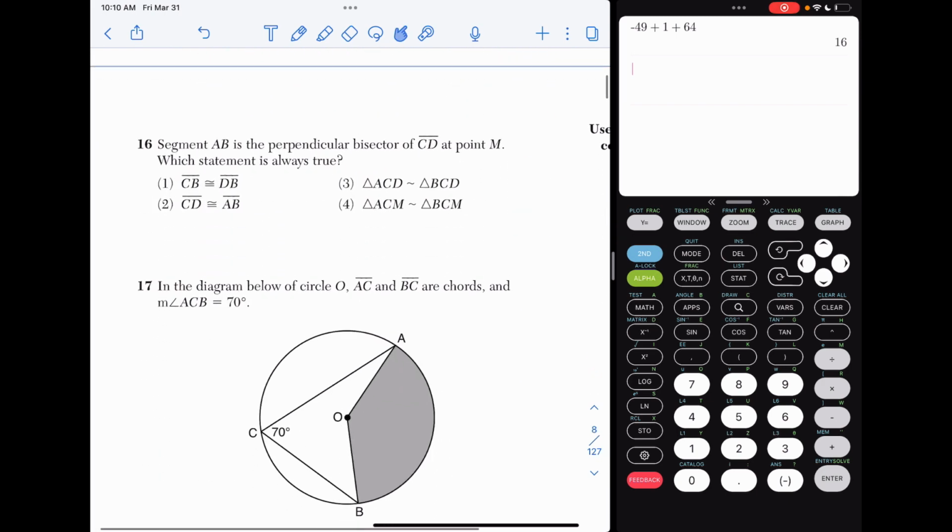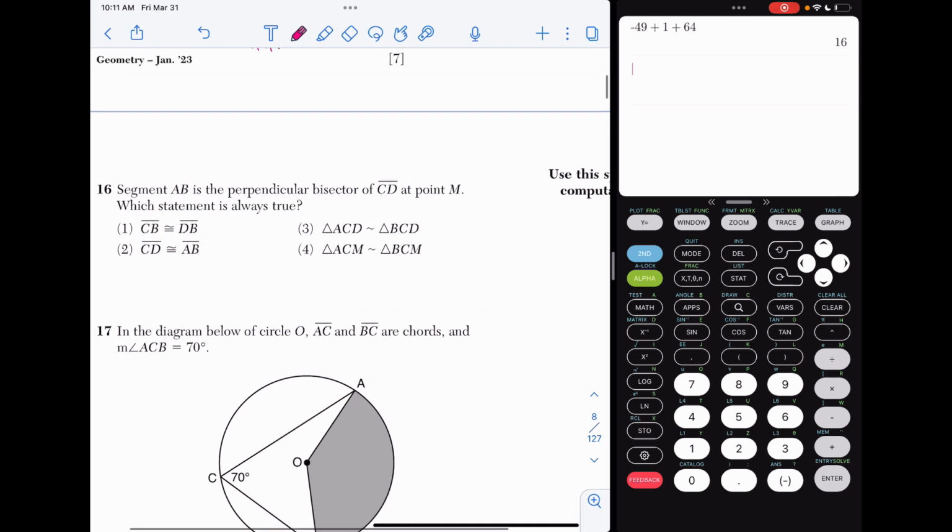All right, number 16, segment AB is the perpendicular bisector of CD at point M. Which statement is always true? We have to draw a picture here in order to answer this question. When you're drawing a picture on the Regents for something like this, don't worry about it being drawn to scale and making measurements a certain way, but just make sure that you're fitting the description. So it tells me that I have segment AB. Okay, so I know that I have to draw a line segment and that it's called AB. It is the bisector of segment CD.